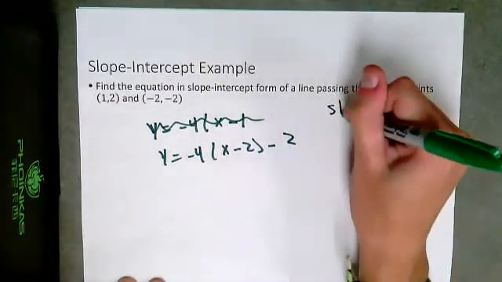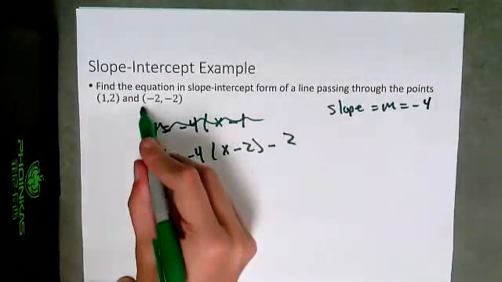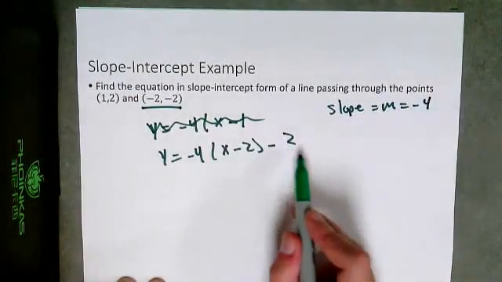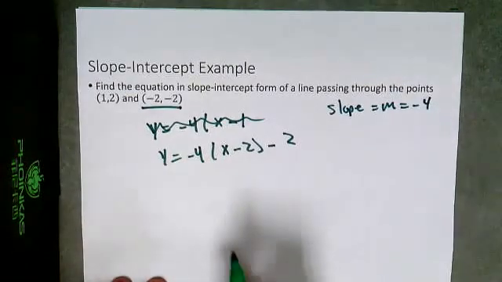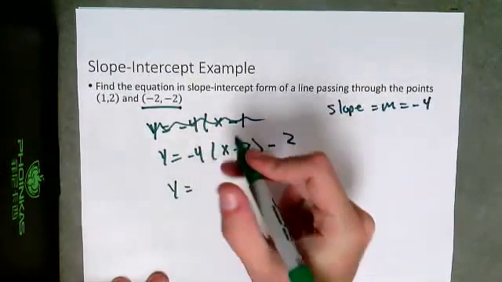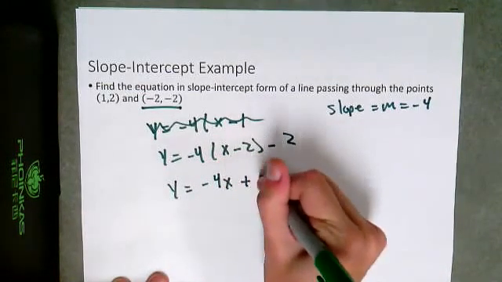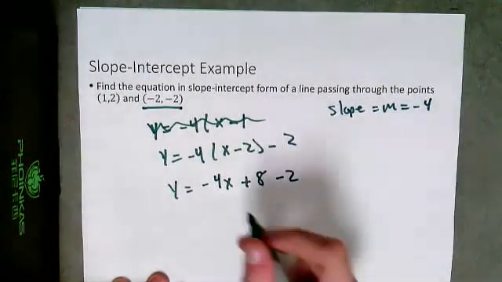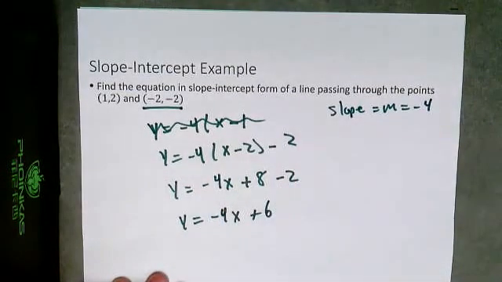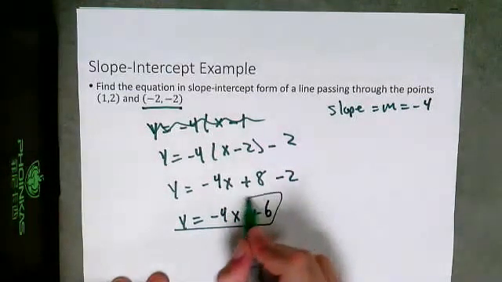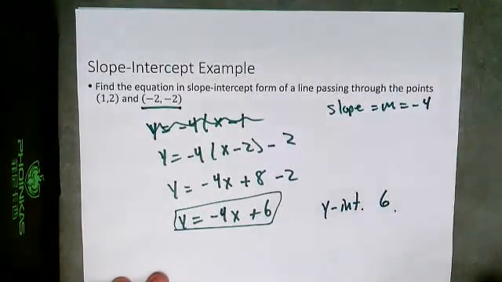The slope m was equal to -4, and we chose this point, and we got this as our point-slope form. All right, so let's simplify this out. This is y is equal to -4 times x plus 8, minus 2, or y is equal to -4x plus 6. So this tells us our slope and our y-intercept, and the y-intercept is going to be 6.